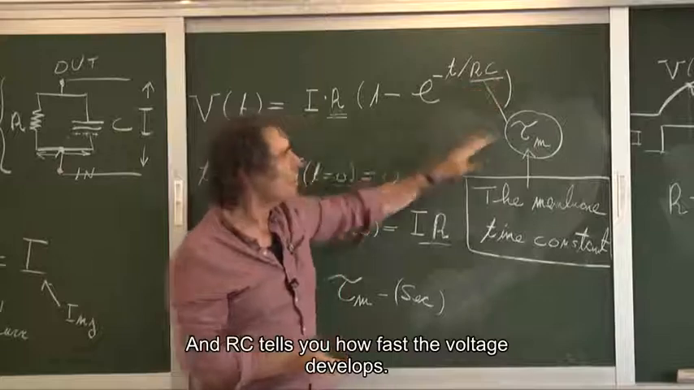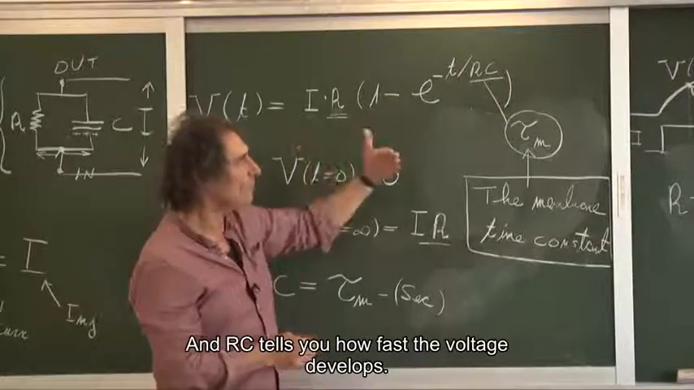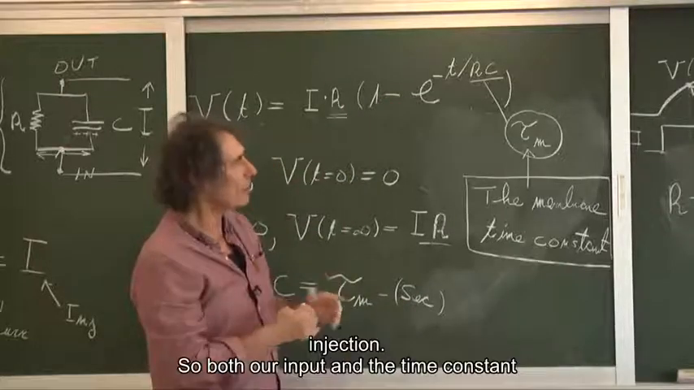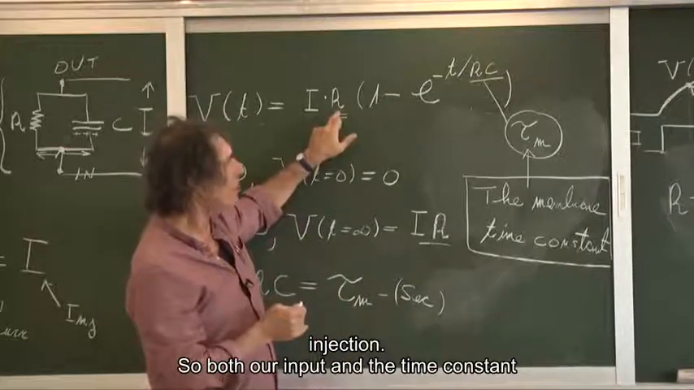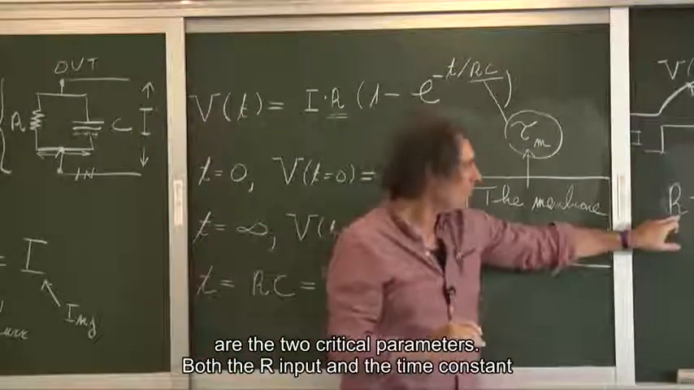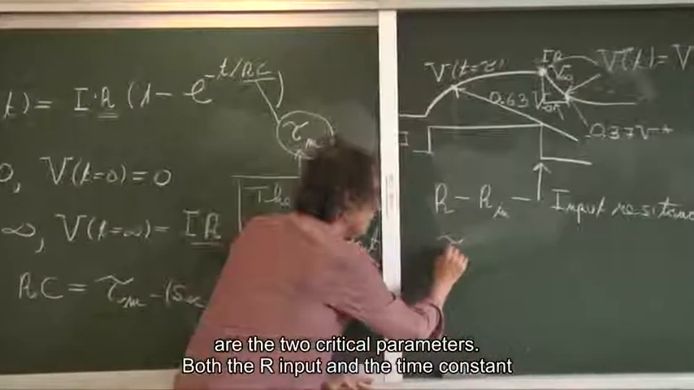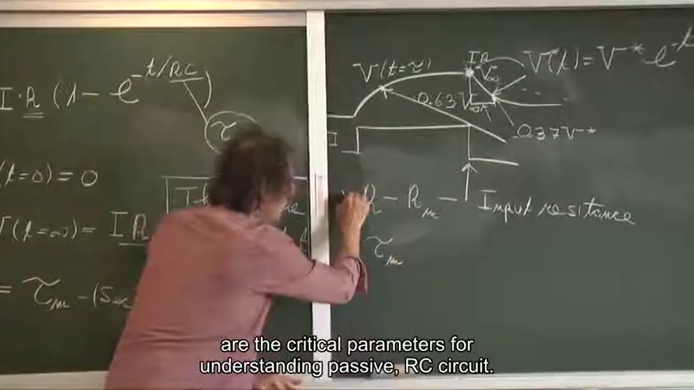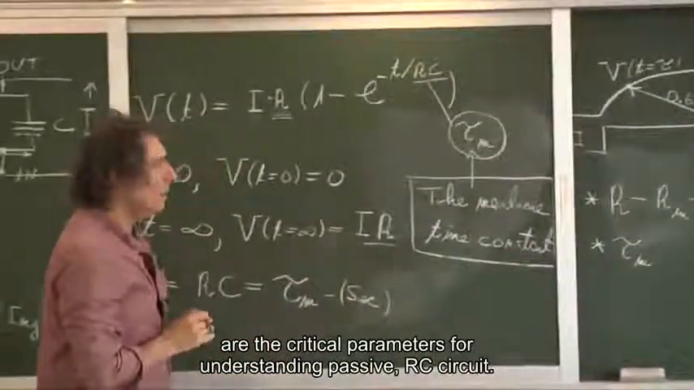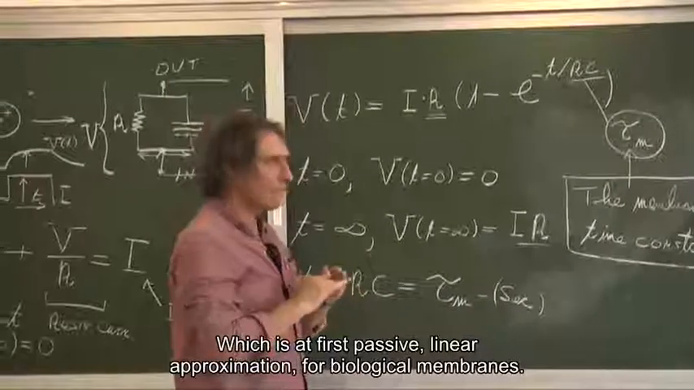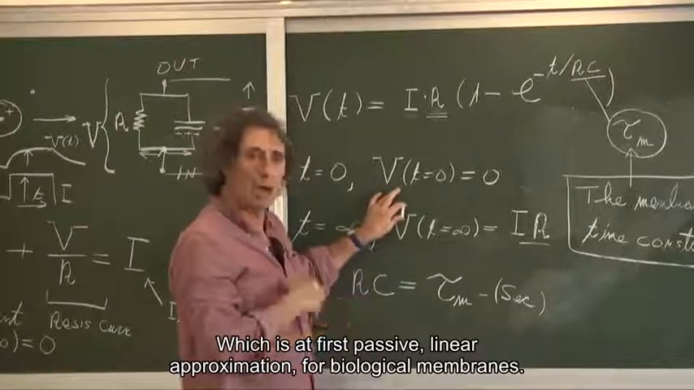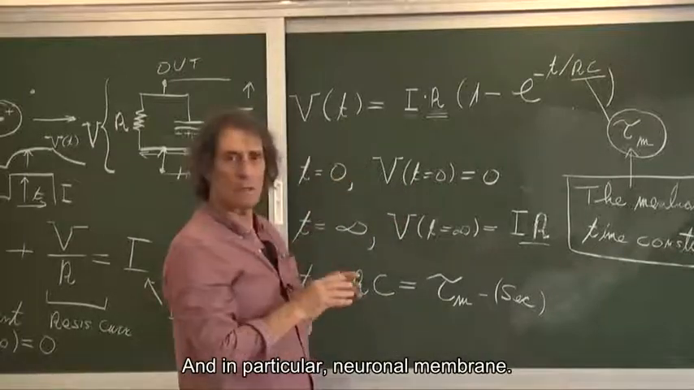And RC tells you how fast the voltage develops and how fast the voltage attenuates following the current injection. So both R input and the time constant are the two critical parameters for understanding the passive RC circuit, which is the first passive linear approximation for biological membranes, and in particular the neuronal membrane.